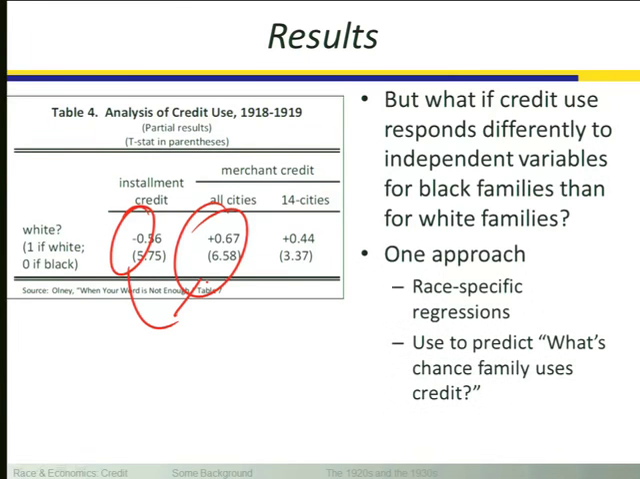The typical family is the one whose income, wealth, age, and so on is the mean, the average for that race group. So figure out what's the average income for the white families. It's in table 3. What's the average wealth for the white families? What's the average wife's age for the white families? Figure out those same averages for the black families.